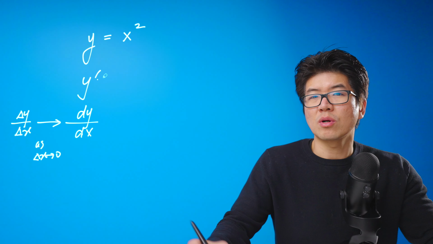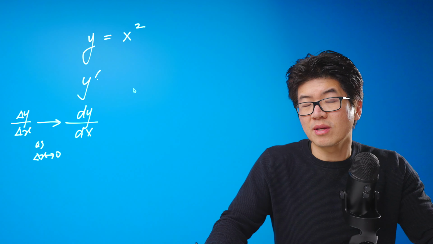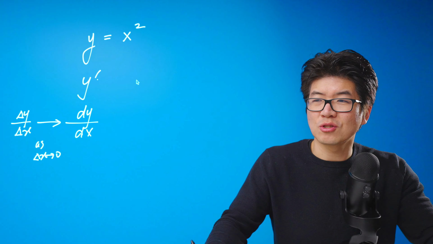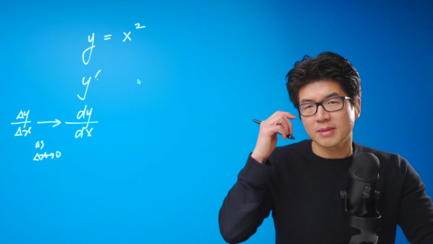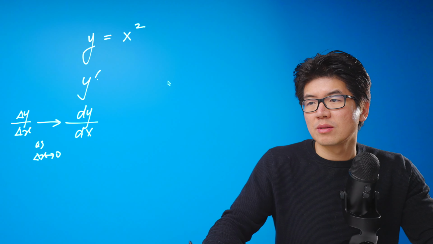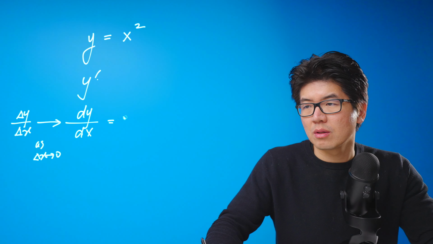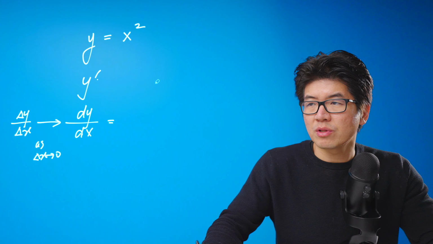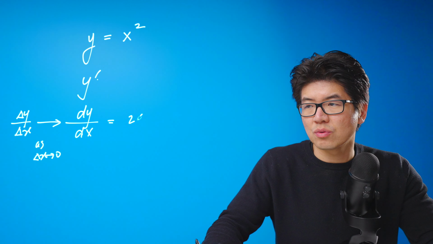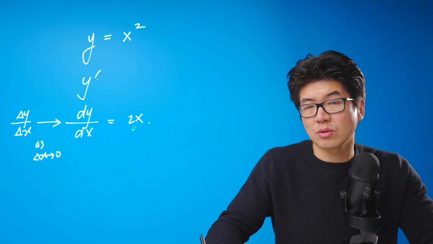Like this prime, where did that come from? It's very nice to write because it's so easy, you just have to put a tick mark on it, but it's not descriptive. So, you can write dy over dx as 2x. Okay, dy over dx as 2x.